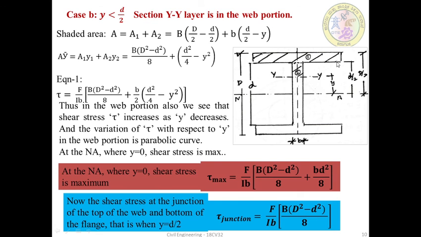There are two shear stresses. One is the shear stress for the first condition, with y equal to capital D by 2 and small d by 2. The second is for the second condition, with y equal to small d by 2 as well as 0. So when you put y equal to small d by 2, we will get the shear stress at the junction.